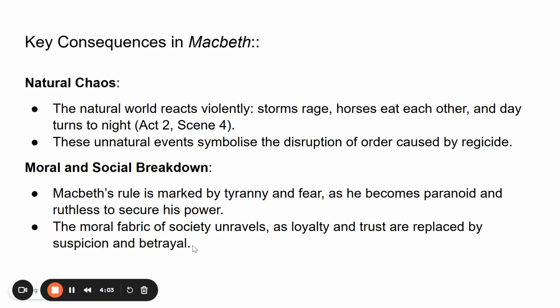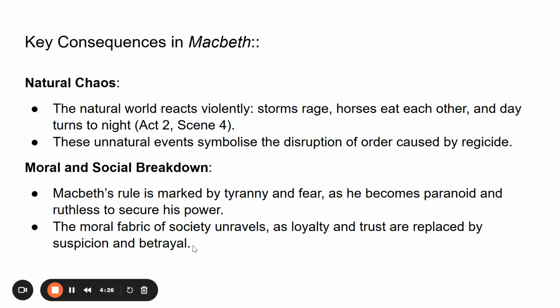Key consequences in Macbeth. Natural chaos. The natural world reacts violently. Storms rage, horses eat each other, and day turns to night, especially in Act 2, Scene 4. These unnatural events symbolise the disruption of order caused by regicide, the killing of a king or monarch.